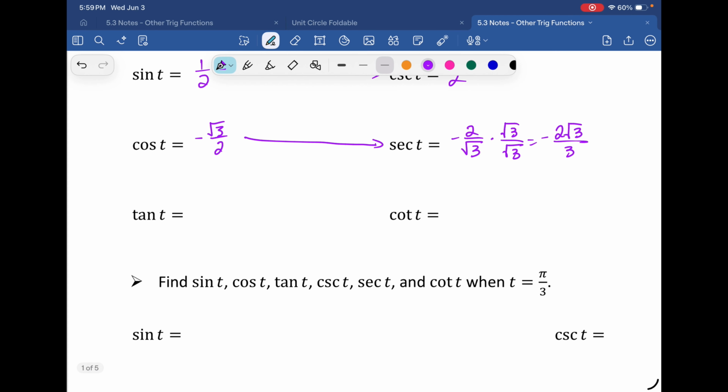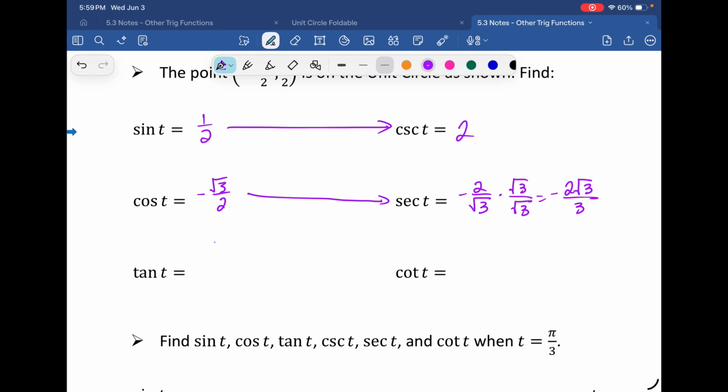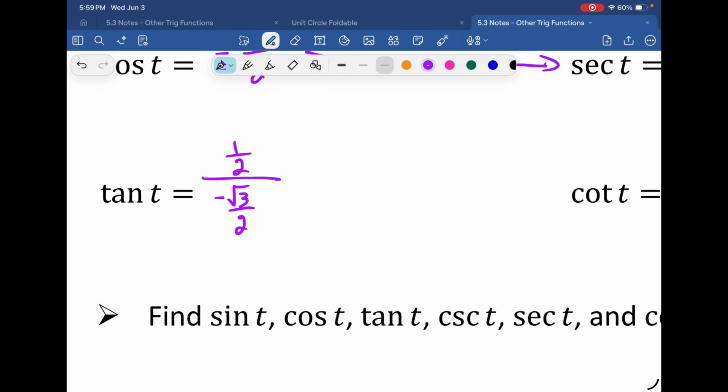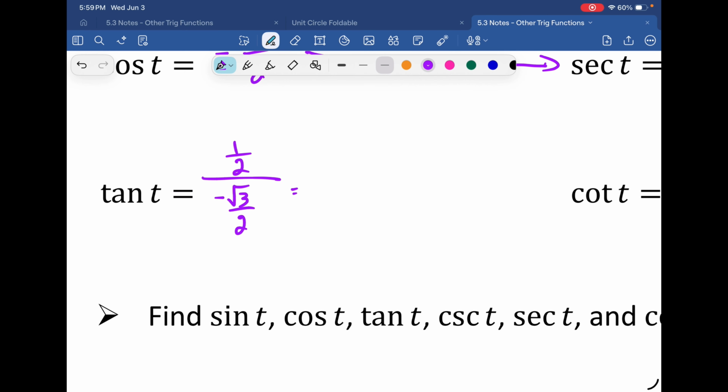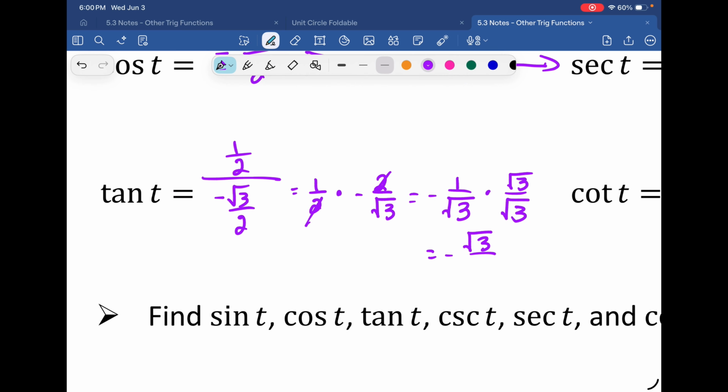Okay. Tangent is y over x. So the y is 1/2. X is negative root 3 over 2. So complicated fraction, but if you remember that fraction is really division, I'm dividing 1/2 by negative root 3 over 2. And dividing fractions is multiplying by the reciprocal. 2's cancel. Can't have a radical in the denominator. So we end up with negative root 3 over 3.